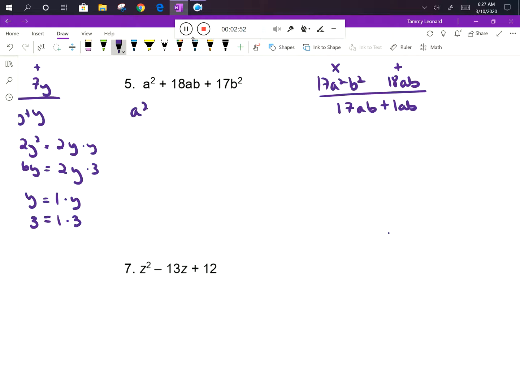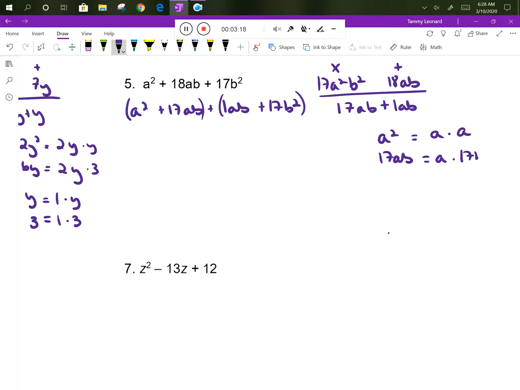We have a squared plus 17ab plus 1ab plus 17b squared when we split the middle term. We're going to group the first and the last two terms together. So we need to find a GCF for a squared and 17ab. Looks like the only thing they have in common is an a. The top still needs to be multiplied by an a and the bottom by a 17b. So we can factor out the GCF of a, and in parentheses we'll have a plus 17b.